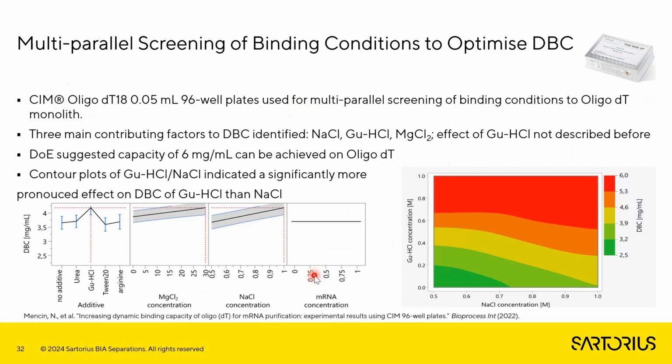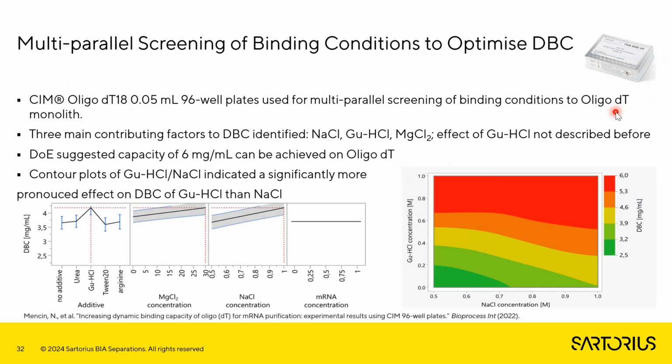Now we can apply the DOE approach to purification as well. We published a small piece in 2022 in Bioprocess International on how we utilize a 96 well plate Oligo DT monolith format, shown up here, operated with a vacuum pump or even just a centrifuge, to explore what factors govern the yield and the binding capacity.